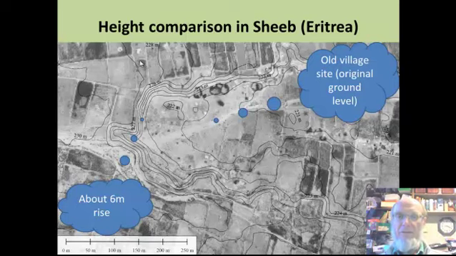Here we have an aerial photograph and contours from Sheb in Eritrea and illustrates the sort of rise in field levels that can occur. In the centre we have what was an old village site, so it's the original ground level. To the left we have the irrigated fields. Here there is about 7 meters difference in the elevation. 1 meter is attributable to the ground slope, which is about 1% from left to right. So that indicates there's about 6 meters of sediment in this area, and that's been deposited in about 100 years.